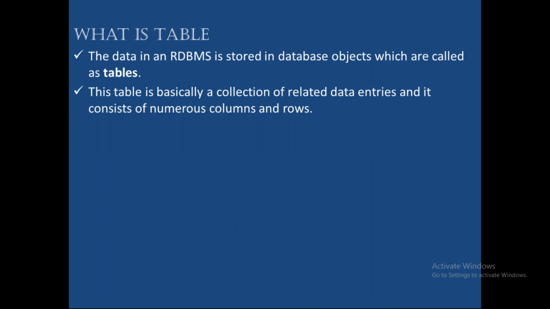Next, this table is basically a collection of related data entries. Data entries means the first customer requested data factory training, the second customer requested Databricks training. So each one is one entry. All these entries we inserted into the table. So now you can say this table is a collection of related data entries, and it consists of numerous columns and rows. We have seen there are 3 columns in our table, and we have 2 records, 2 rows in our table.